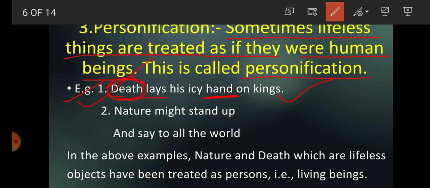Second sentence, students: Nature might stand up. Can nature stand up? No. But here nature is personified by the poet. It is written here that nature might stand up and say to the world. Can nature say anything? No. But here nature is personified by the poet. So in the above example, nature and death, which are lifeless objects, have been treated as persons or living beings.